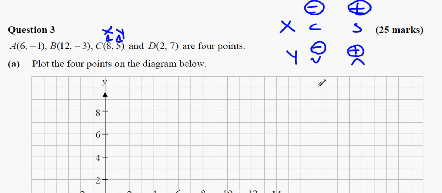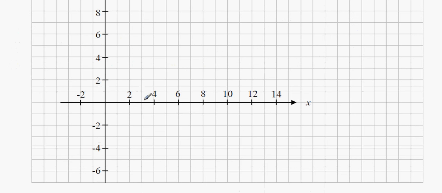So let's have a look at this one. 6 to the right and 1 down. So 6 to the right and 1 down, and we've got letter A.